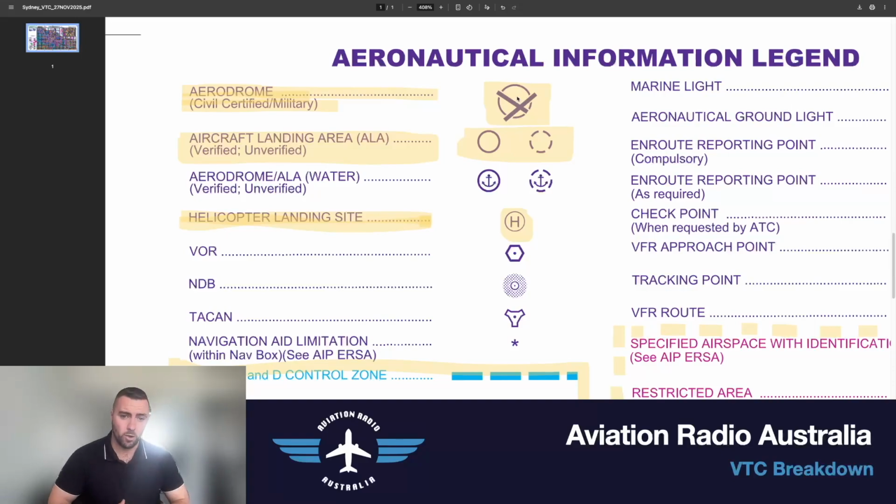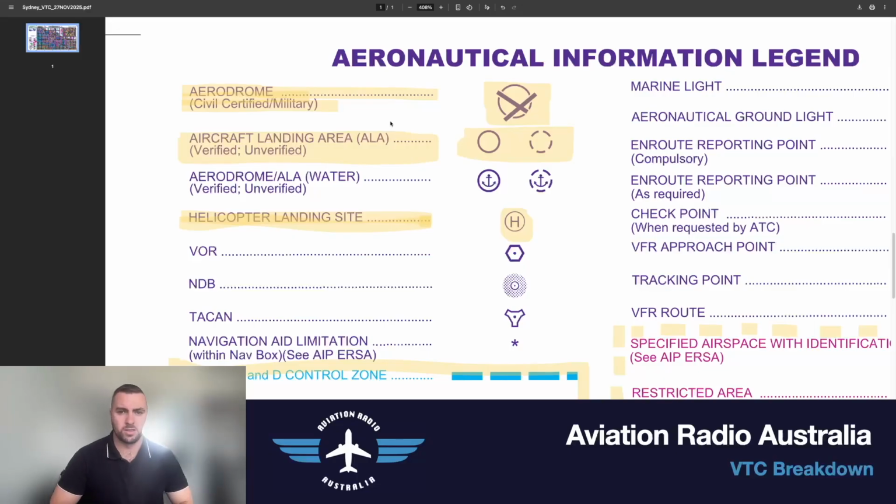Again, for you AROs out there, you will always be operating at an aerodrome and you will have the benefit of knowledge and training of the local area. The next item down is aircraft landing areas, or ALAs. These are smaller aerodromes which do not often have any sort of regular public transport traffic, and they're not certified. They can be verified or unverified.